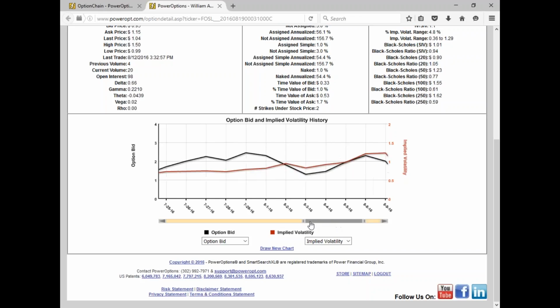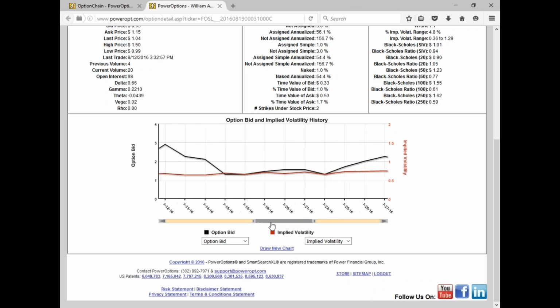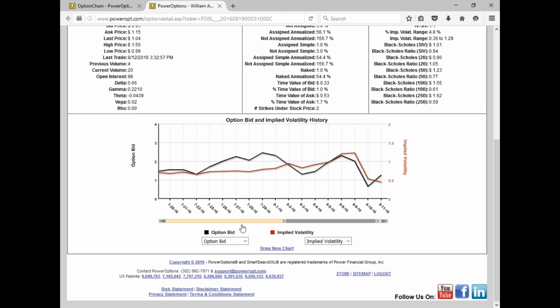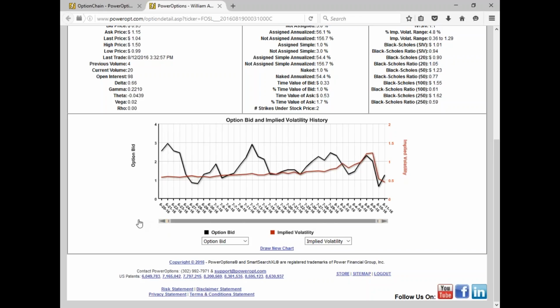Down below, I can scroll through the time zone here to see how the implied volatility changed over time. But if I drag the end of it, I can see the chart through the entire time period. And there's a lot of implied volatility leading into the earnings on 8/9 for this particular option.